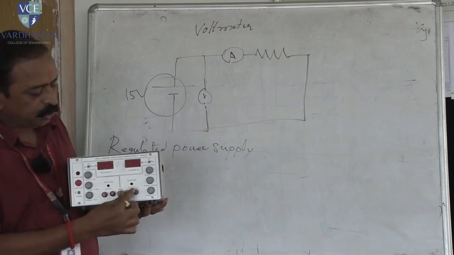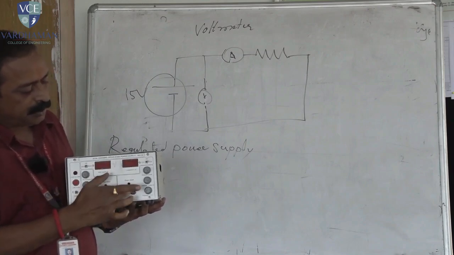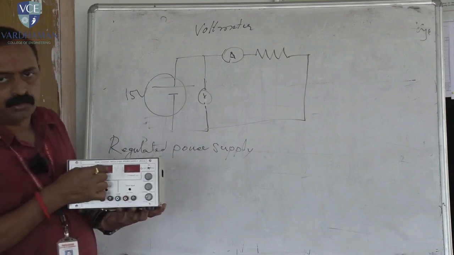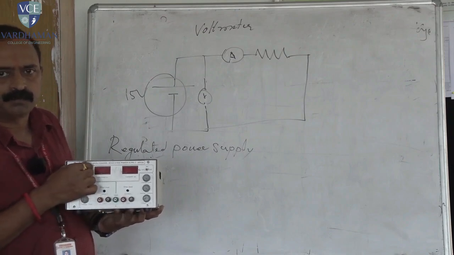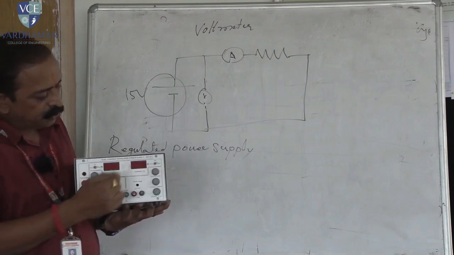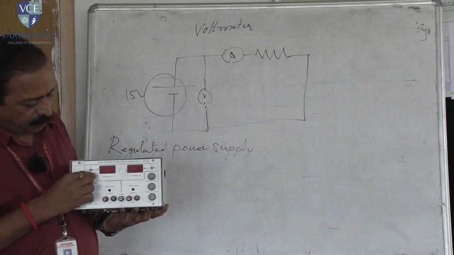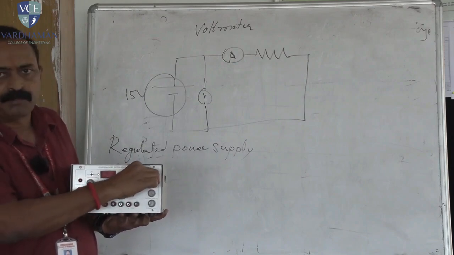And if you keep it in channel 2 mode, these two will be active. This is not a display for channel 2. This is only the common display for channel 1 and channel 2. So for the channel 1 side and channel 2 side, we have control knobs. The top one is called current, always keep it at maximum.